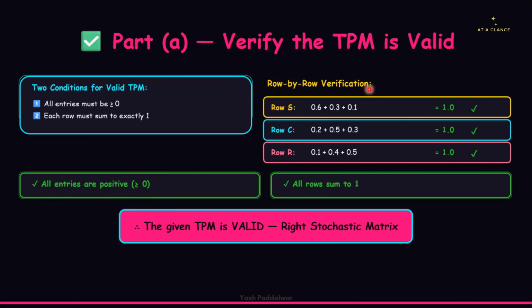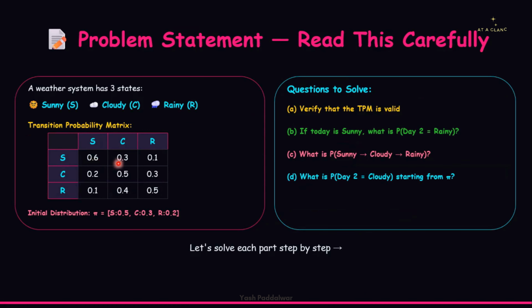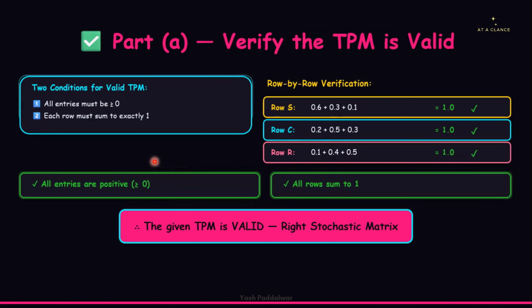Next, let's have a look at the row by row verification for checking whether the row sums to 1 or not. So the very first row here is 0.6, 0.3 and 0.1. Add all of them, we get 1. For the second row, 0.2 plus 0.5 plus 0.3 gives us 1, and for the third row it also gives us 1. So all the rows sum to 1 as well as all the entries are positive.